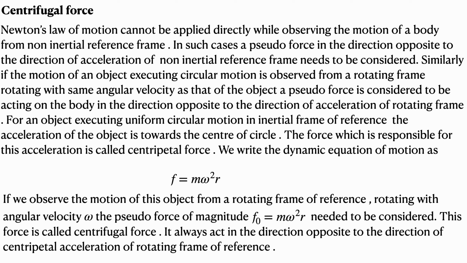For an object executing uniform circular motion in an inertial frame of reference, the acceleration of the object is towards the center of the circle. The force which is responsible for the acceleration is called centripetal force. We write the dynamic equation of motion as F equals m omega square r. If we observe the motion of this object from a rotating frame of reference, rotating with angular velocity omega, a pseudo-force of magnitude F0 equals m omega square r needs to be considered. This force is called centrifugal force. It always acts in the direction opposite to the direction of centripetal acceleration of the rotating frame of reference.